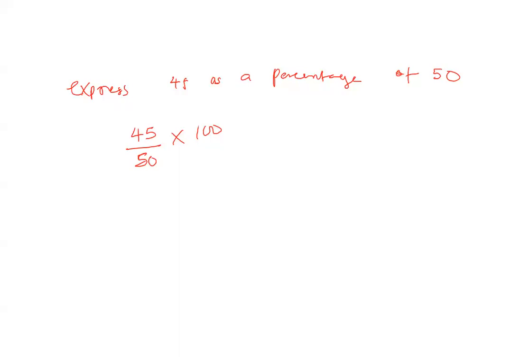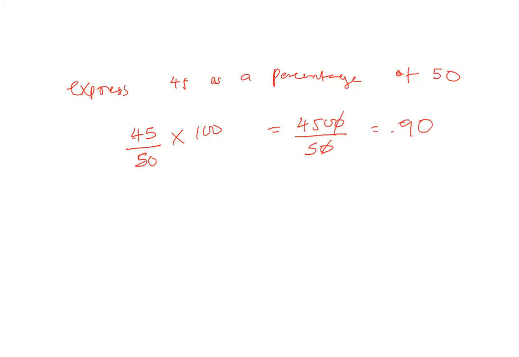So 45 times 100 gives you what? 4500 divided by 50. You just divide it. That gives you 450 divided by 5, which gives you 90. So it's going to be 90.